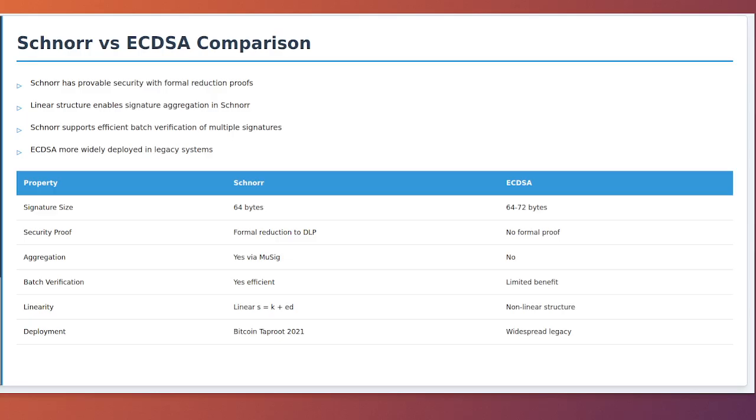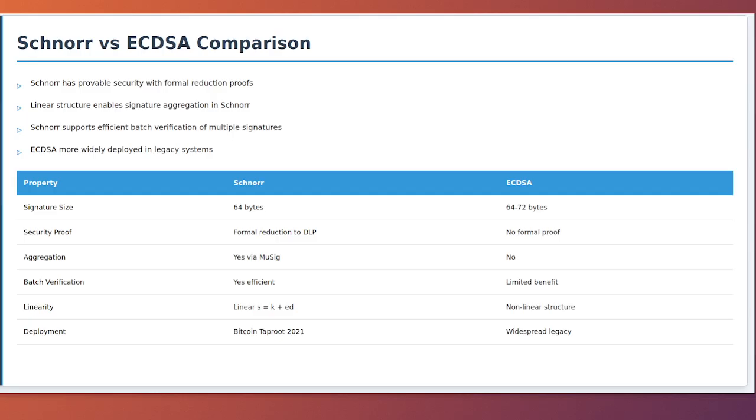Schnorr versus ECDSA comparison. To appreciate the advantages of Schnorr signatures, it is valuable to compare them directly with ECDSA, which has been the dominant signature scheme in blockchain applications until recently. Both schemes are based on elliptic curve cryptography and provide similar security levels, but they differ significantly in their mathematical structure, implementation complexity, and advanced features. Understanding these differences helps explain why Schnorr signatures are gaining adoption in modern cryptographic systems. From a mathematical perspective, Schnorr signatures have a linear structure that ECDSA lacks.